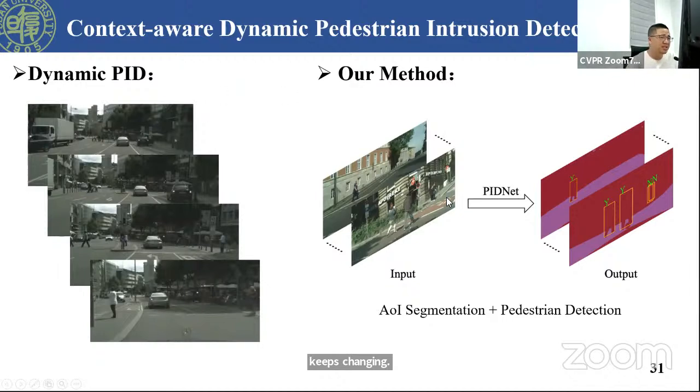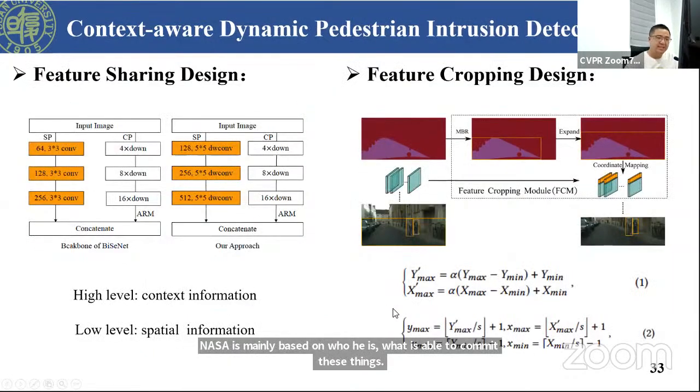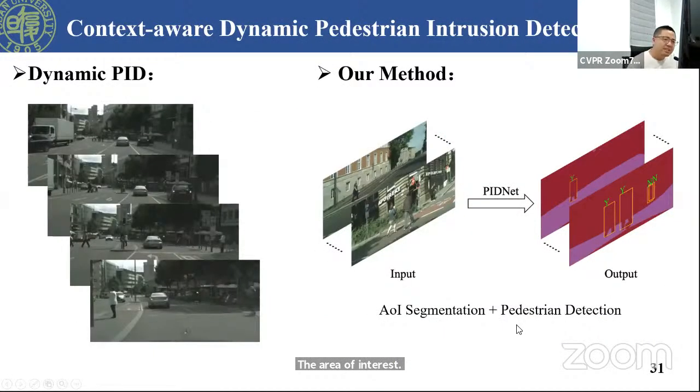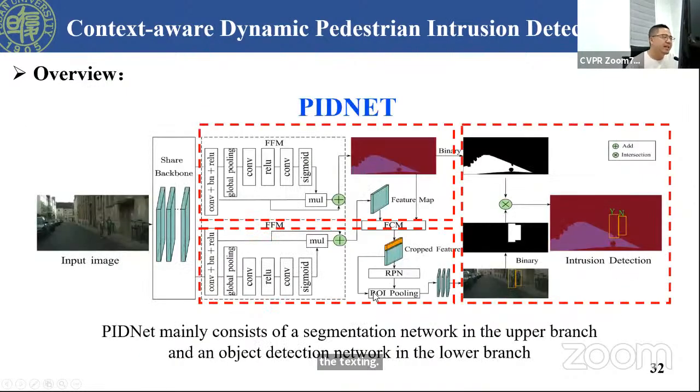So to solve this case, our proposed method is based on a PID net, which is designed by us. We use a developed PID net to detect the intruding predictions from moving videos. So this PID net is mainly based on two stages. One is AOI segmentation, the area of interest segmentation, and the second one is the prediction detection in the AOI area. So this is an overview of our proposed PID network.